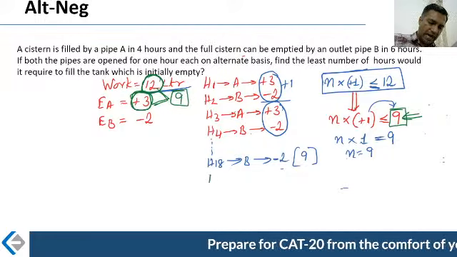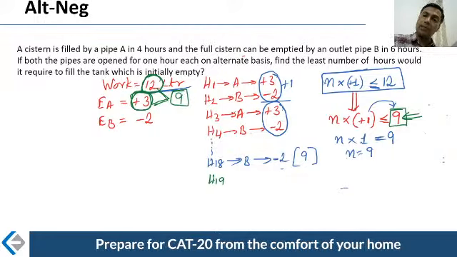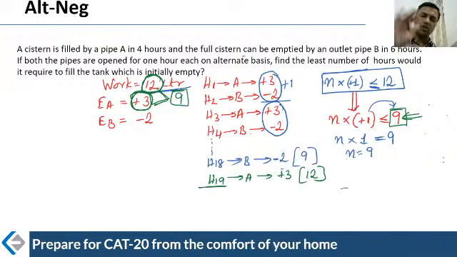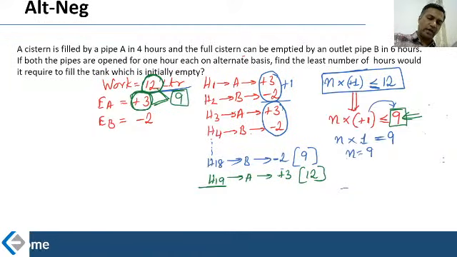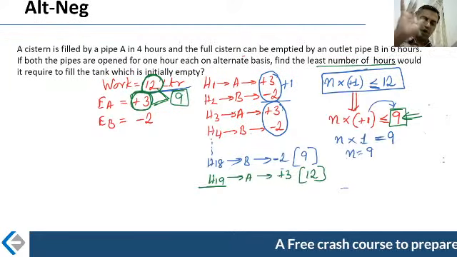Okay. Now our 19th hour, who comes to work? A comes to work. 19th hour A comes to work. What does A do? A contributes 3 liters. So 9 plus 3, 12 liters. Job is over. At the end of 19th hour, the job is over. That's the answer. That's why I said that least number of hours required to accomplish this task.